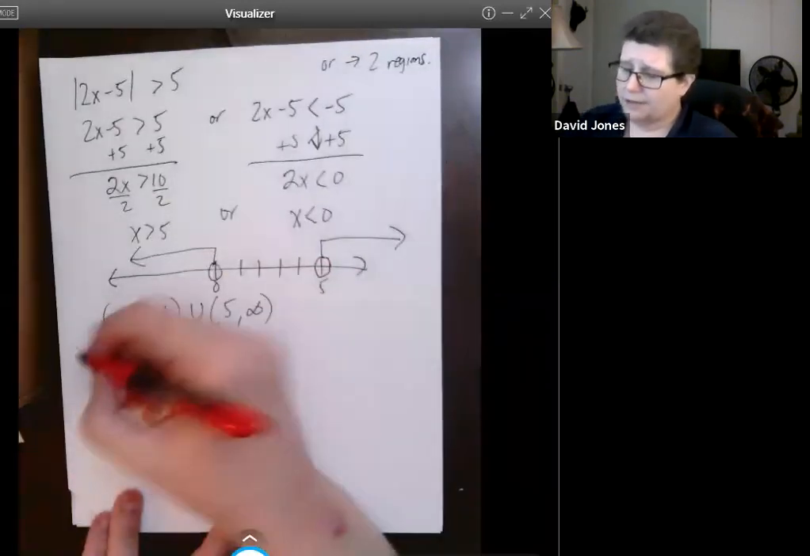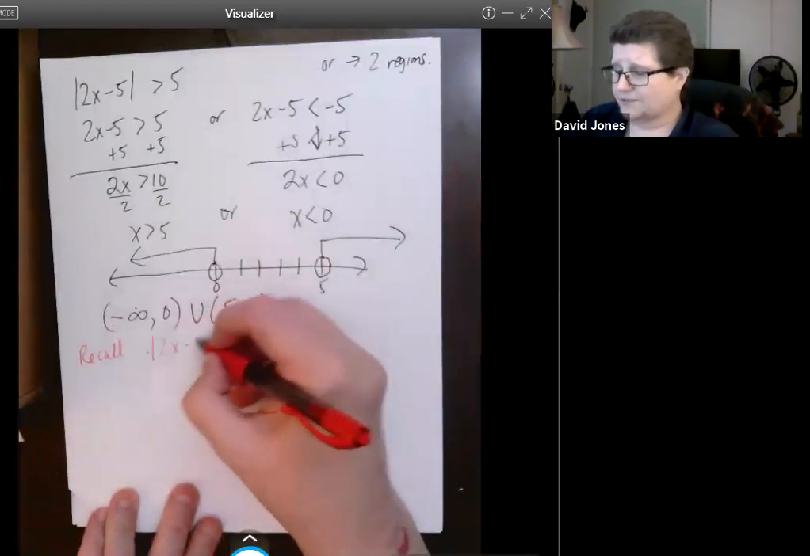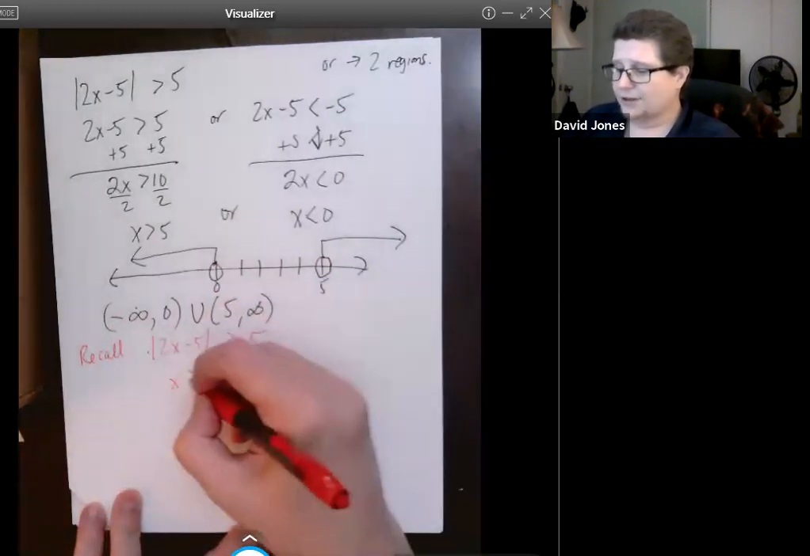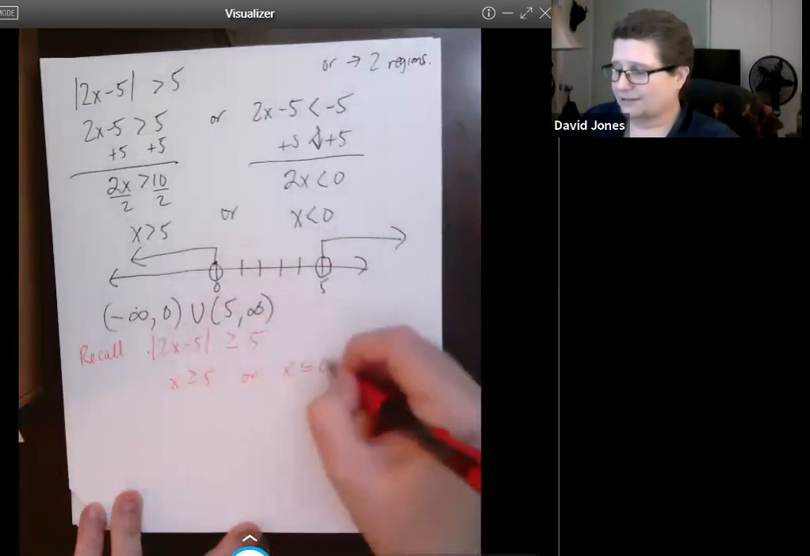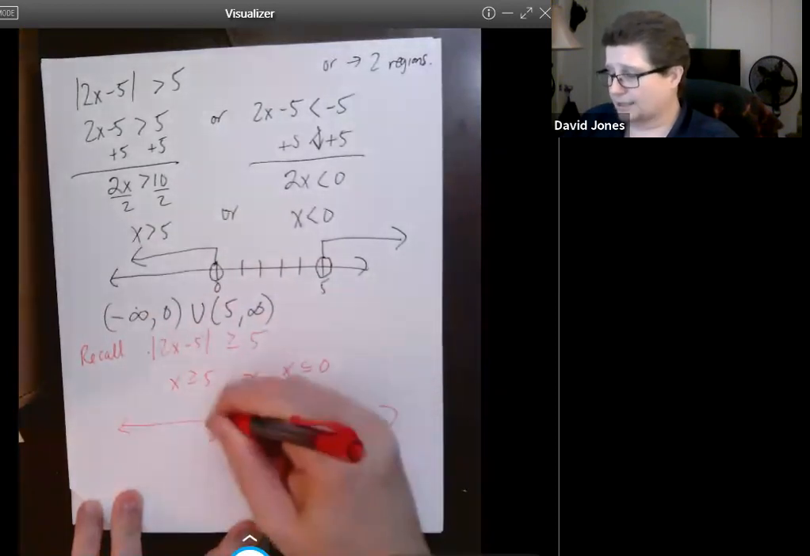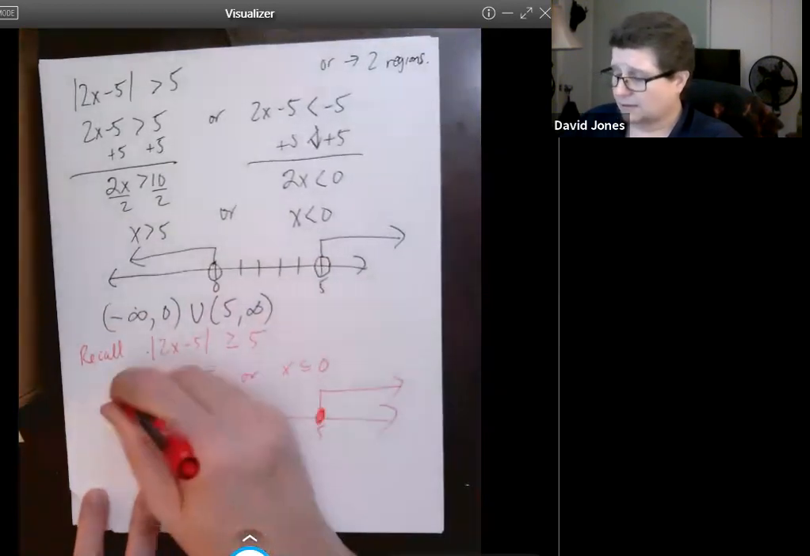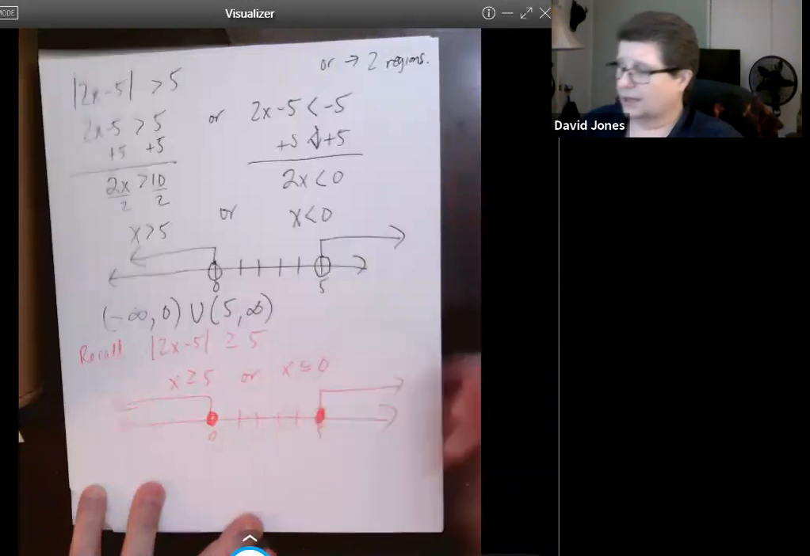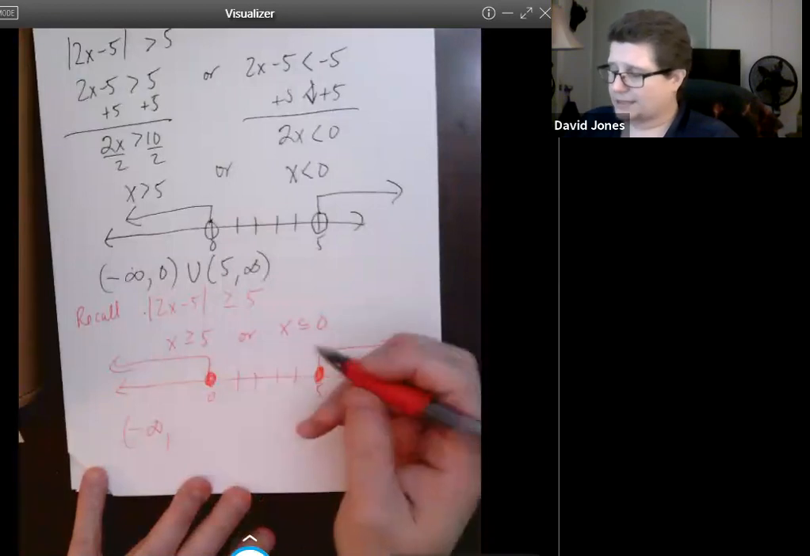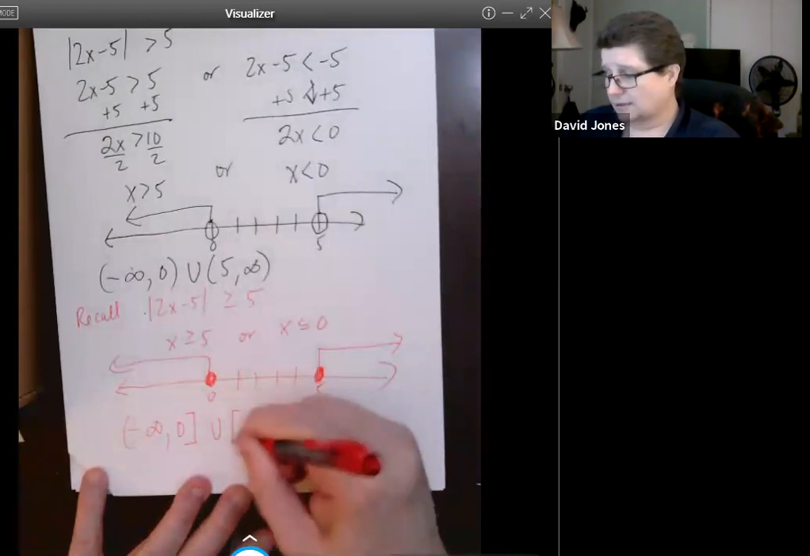And just as a reminder, if we had the greater than or equal sign, this would be x is greater than or equal to 5, or x is less than or equal to 0. Same plots, but now we have solid points. And when we do interval notation, the infinities still get the parentheses, but our solid points get brackets.